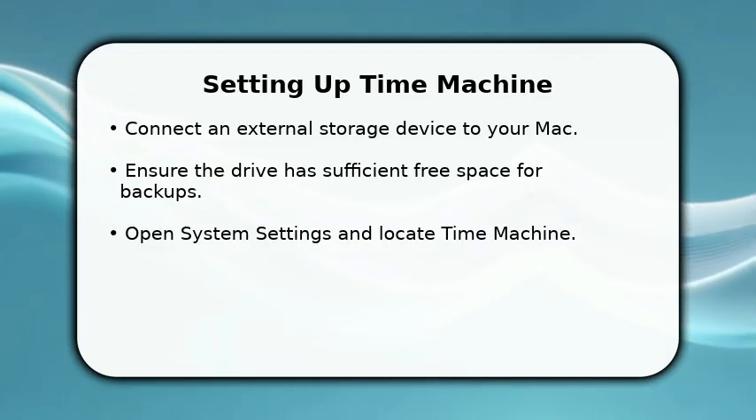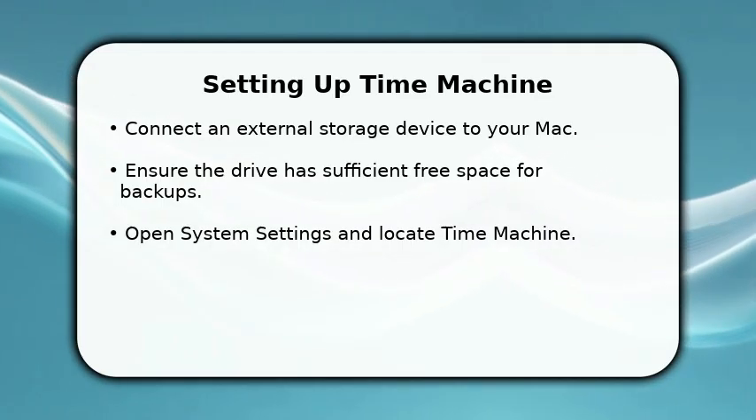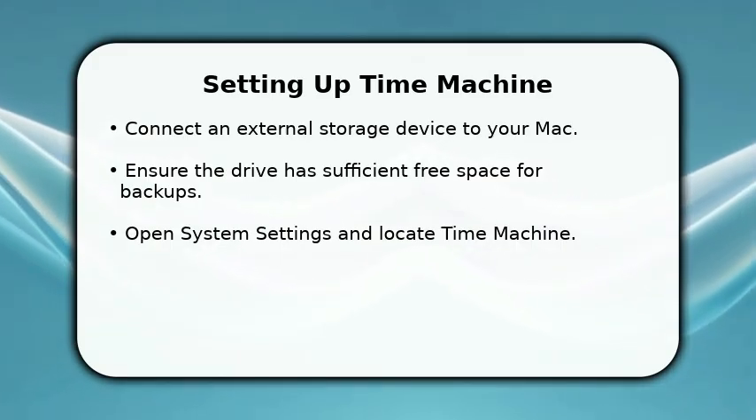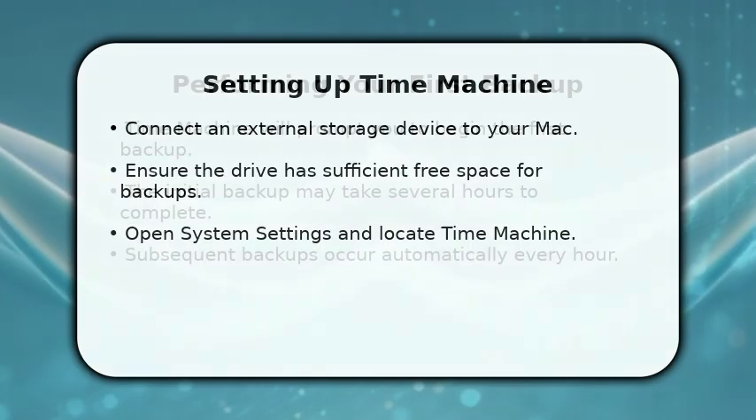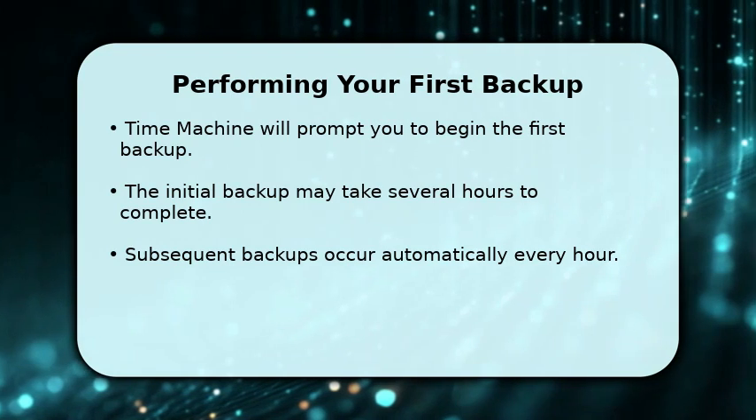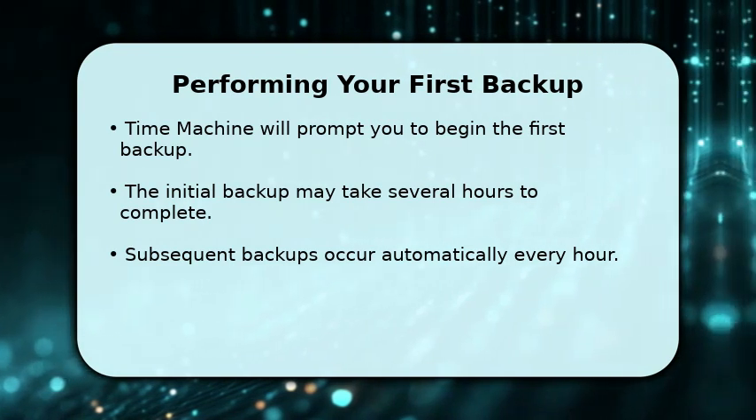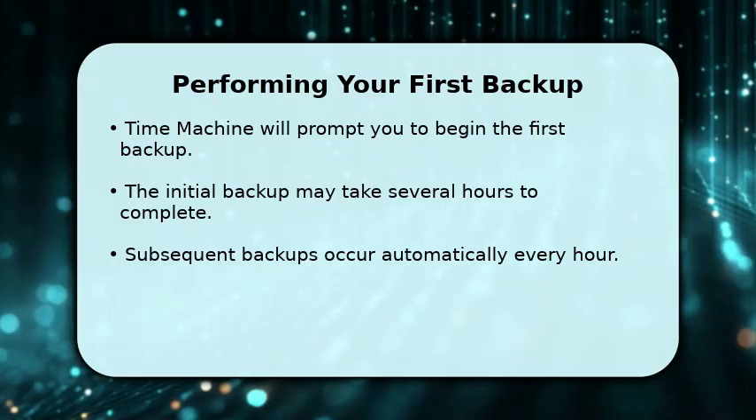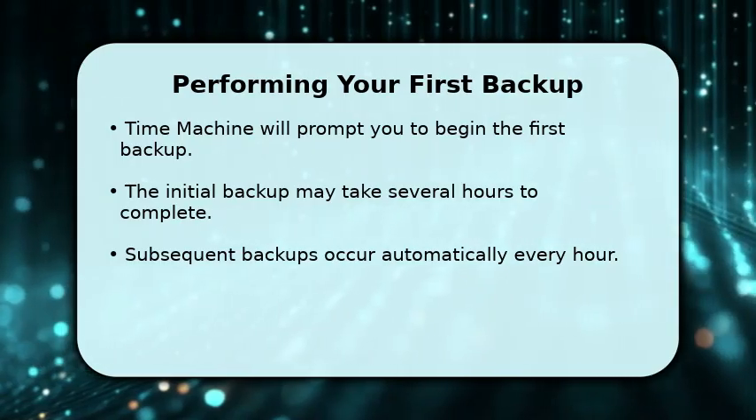Next, open System Settings, find Time Machine, and select your newly connected drive as the backup disk. It's a straightforward process to get started. Once you've selected your backup disk, Time Machine will ask if you want to begin your first backup. Click Backup Now to start. Be aware that this initial backup can take several hours, depending on the amount of data you have.